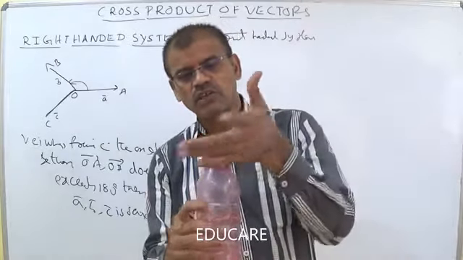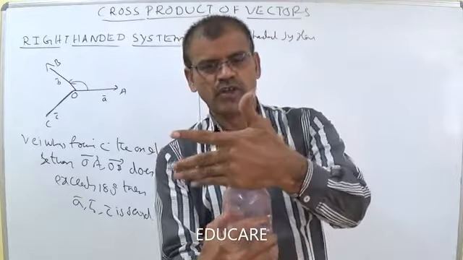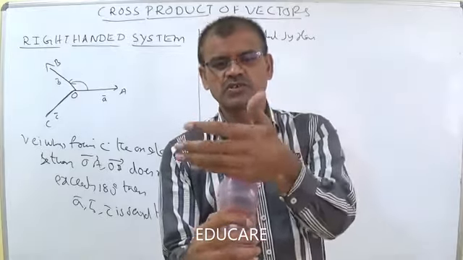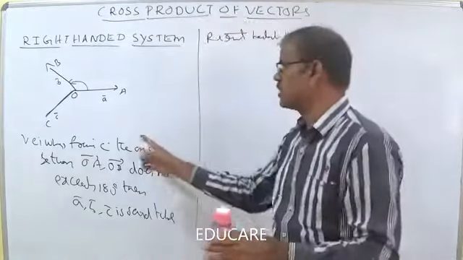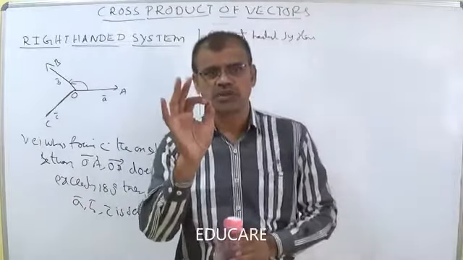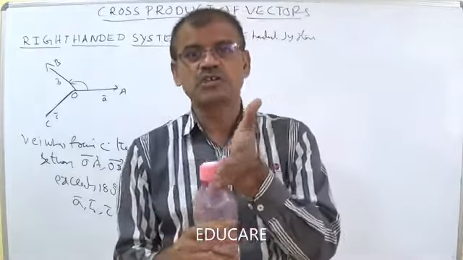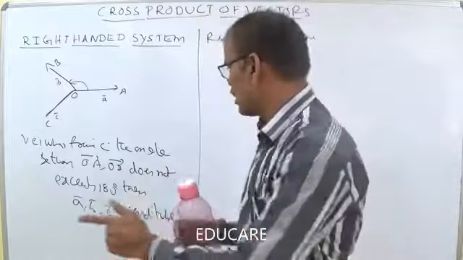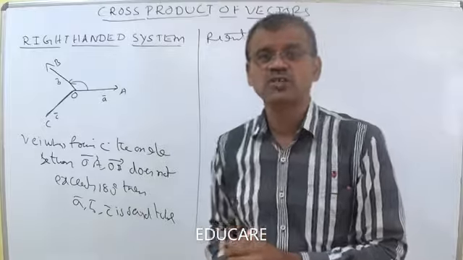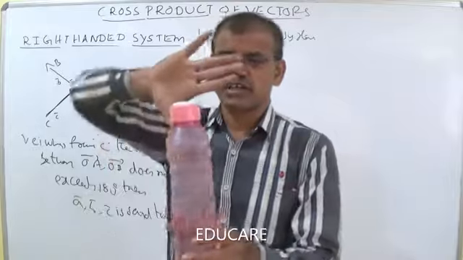Now take the left hand, it is also opening. Then what is happening? This thumb is in the upward direction. So this is also a right-hand system. You should say that viewing from point C, the angle between A and B does not exceed 180 degrees, meaning it should be in the positive direction. Even if you take the left hand, it is a right-hand system. Whenever the angle does not exceed 180, it should be in the positive direction.